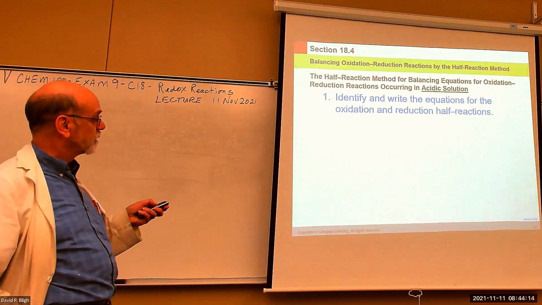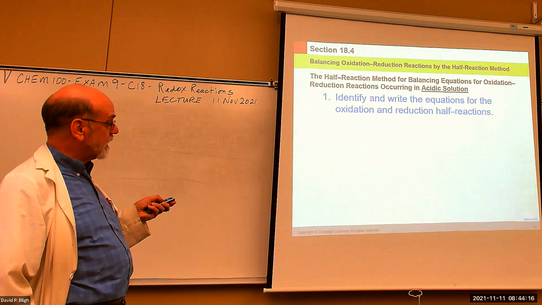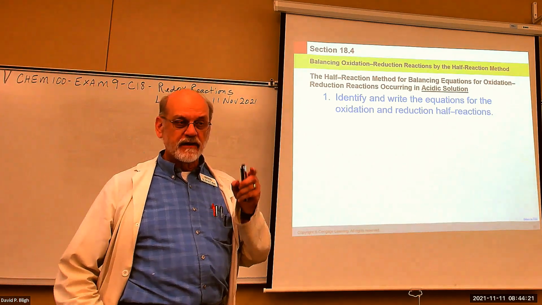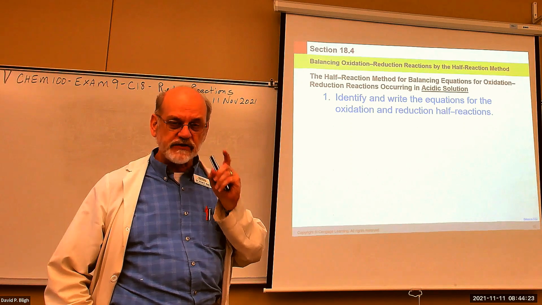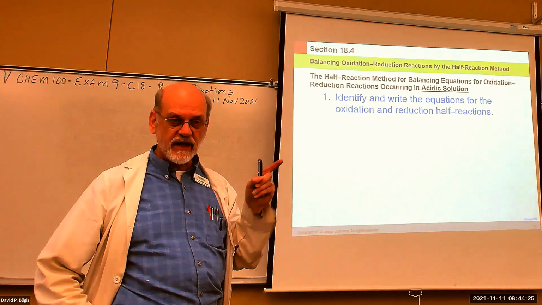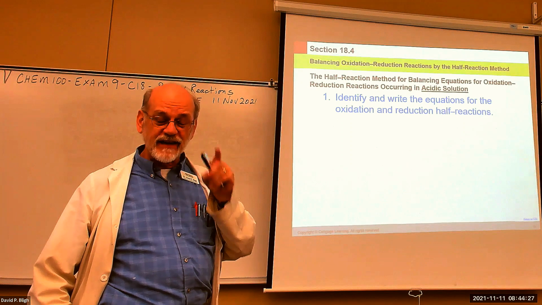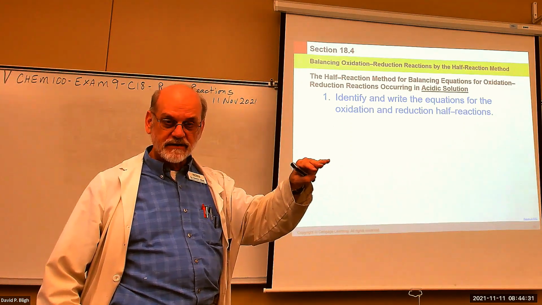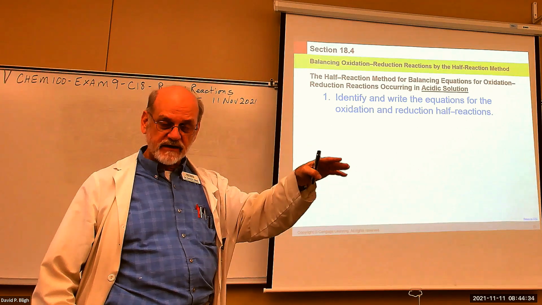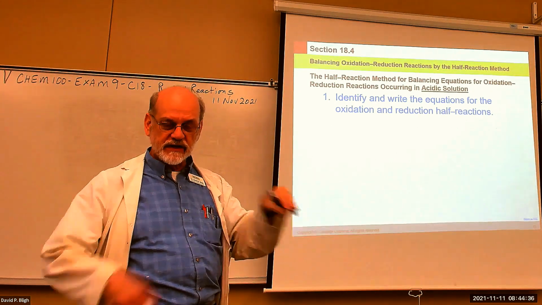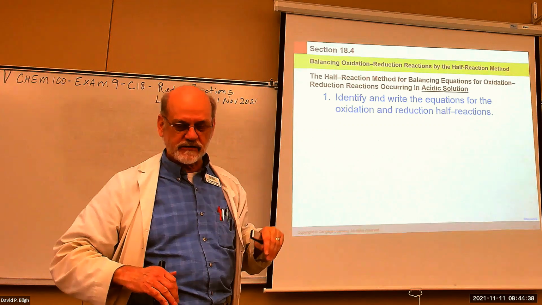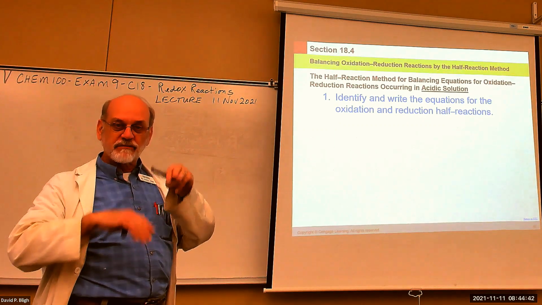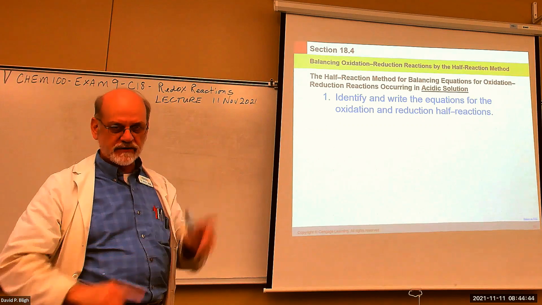But here's what you do. You identify and write the equations for the oxidation and reduction half reactions. So to do that, you have to know the oxidation states of each of the elements. You have to identify which one is the oxidation half reaction, which one is oxidized, then which one is reduced, and set those apart in separate reactions. We're going to bring them back together later, but we have to balance them as half reactions first.